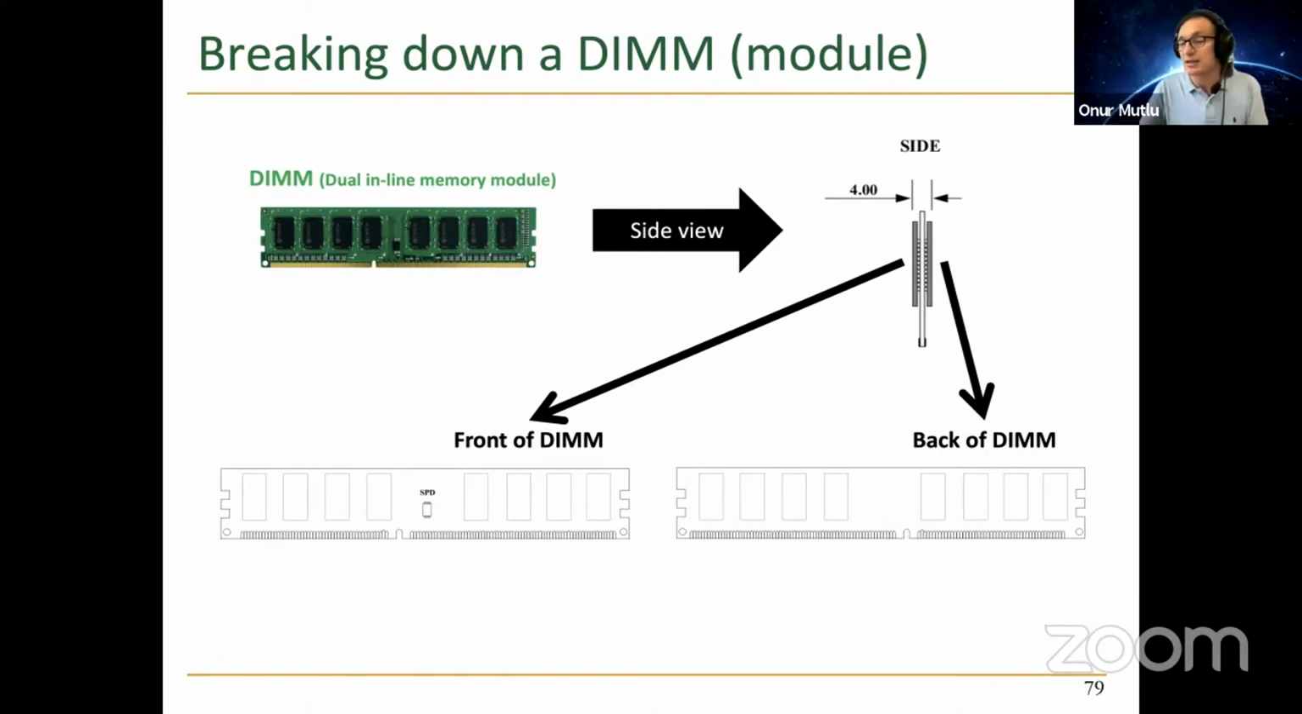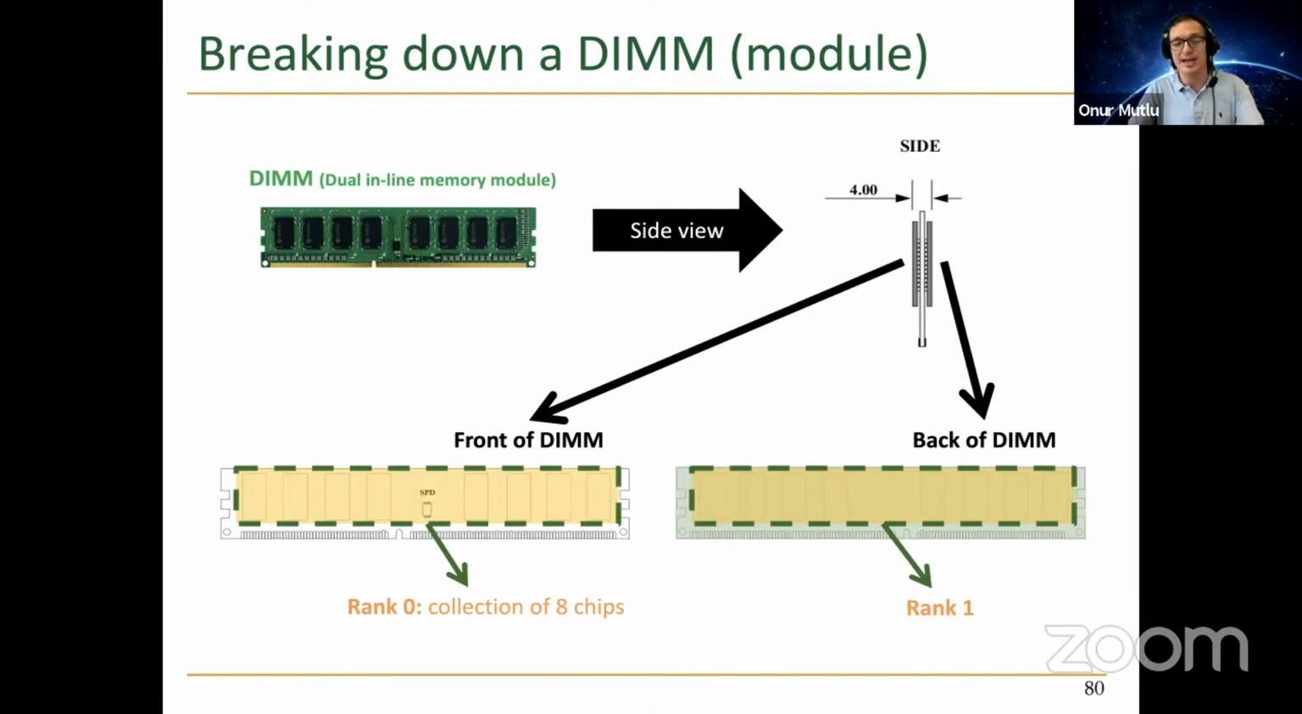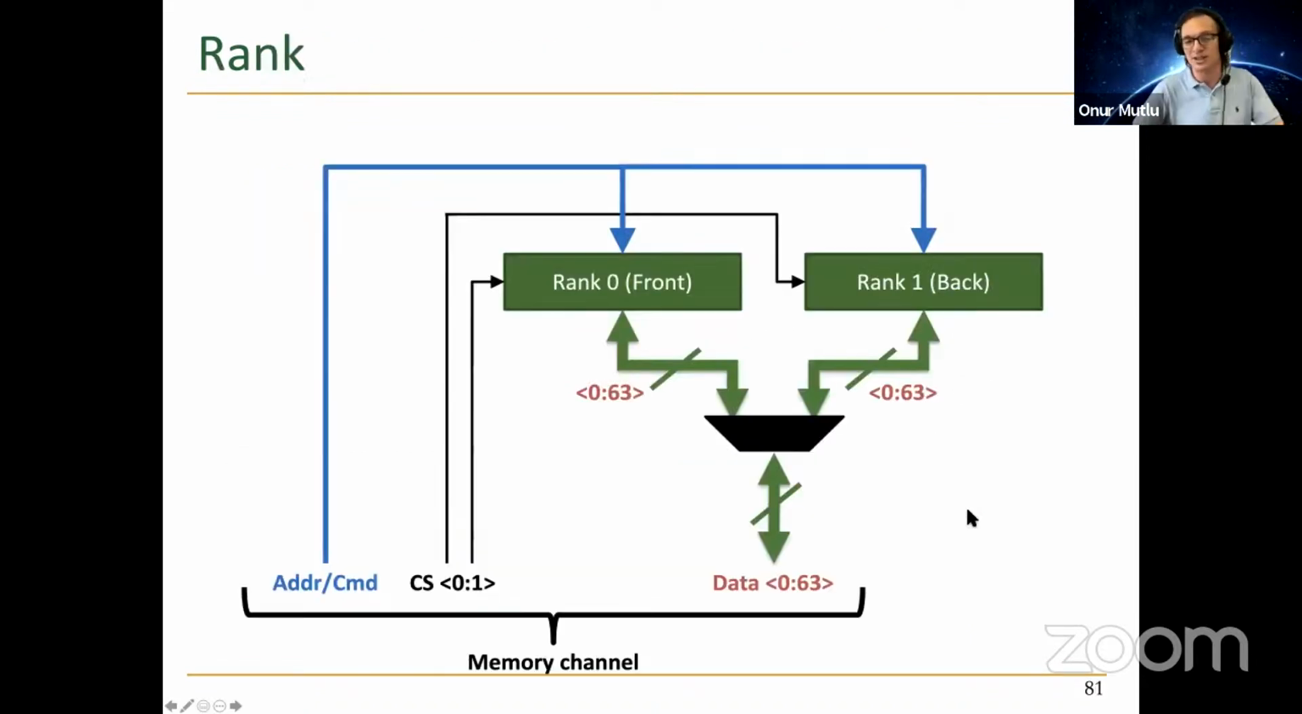And the reason is, again, to maximize concurrency. You can have concurrent access to different ranks, and also maximize capacity. You get higher capacity as well. And again, these are not monolithic arrays. You don't have a huge chip. You have many chips, as you can see. As a result, you also reduce latency as much as possible. So again, rank 0 is a collection of 8 chips over here, and rank 1 is the back of the DIMM, another collection of 8 chips, basically.